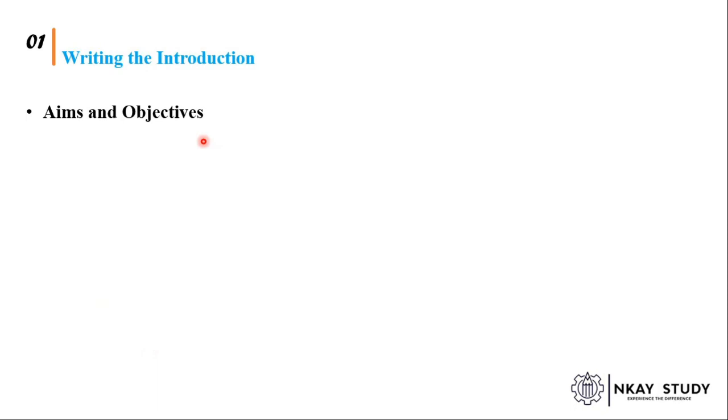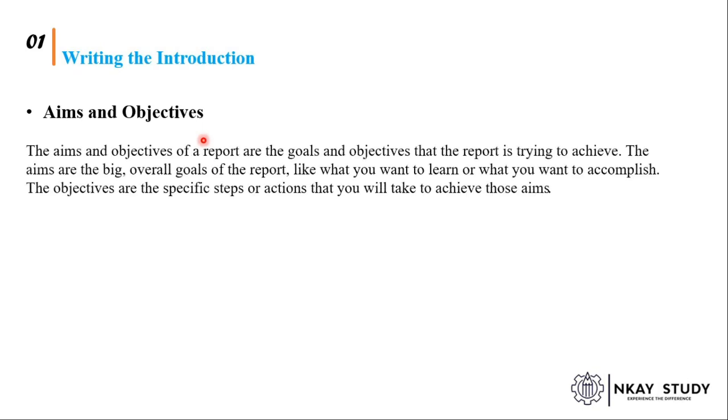Good. So something like when you wake up early in the morning, you want to study programming, let's say C++. That is your aim, right? Your objective is to watch a 2-hour video on it. So the objective will be the step that you take into consideration to achieve that aim. You get it? Good. So that is it.